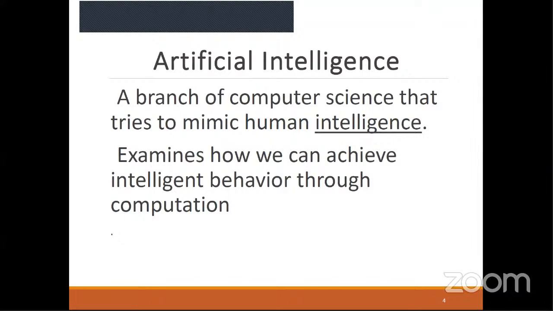Okay, so AI in computer science, we define it as a branch of computer science, and its main objective is to mimic human intelligence. We try to work as good as humans do. So here we have to get this intelligent behavior through computations. We'll talk about this a little after we have a few more slides. It will be a little more clear.